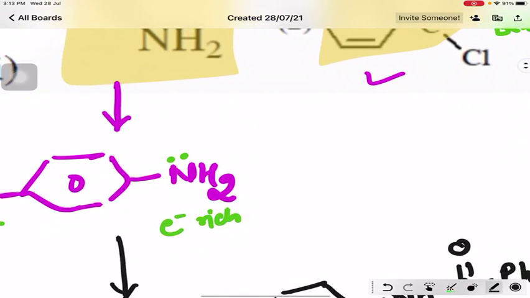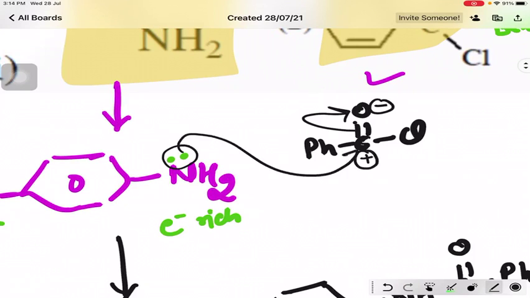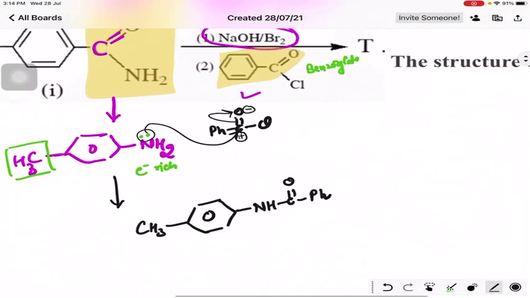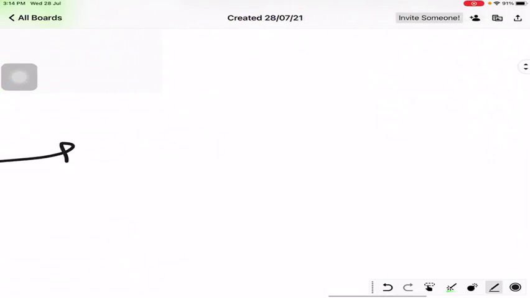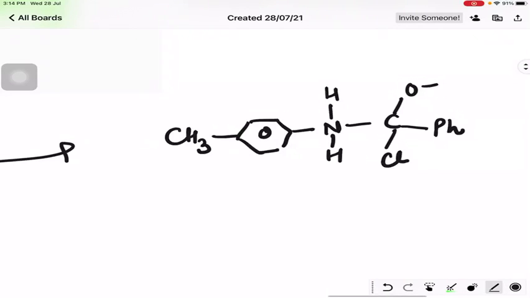How does this happen? This is your Ph, C double bond O and Cl. So this is electron rich and this is electron deficient. As this pi bond migrates to this oxygen, it will acquire negative charge, and this carbon will acquire positive. So this will be attacked by nitrogen. There will be bonding between these two. So there will be formation of CH3, then benzene, then NH2, and one CO negative group is attached to it. On one side it has phenyl and on the other side it has a chlorine group.